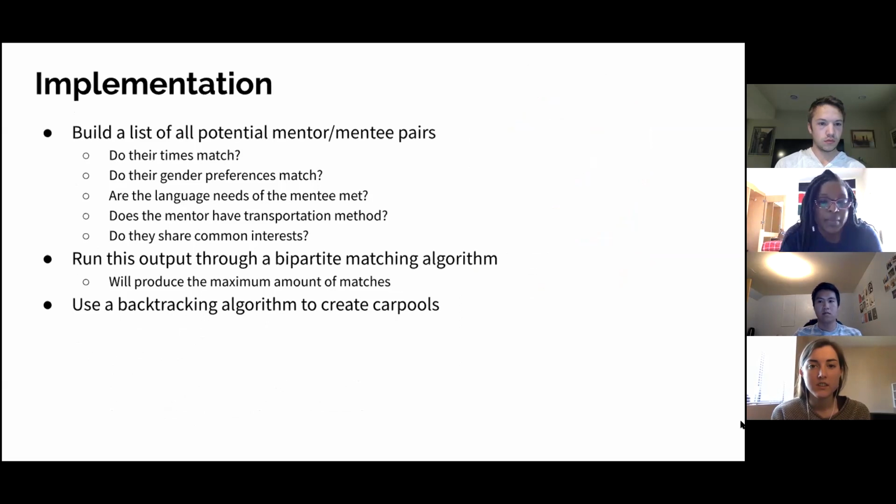Next slide. Implementation. So first, we built a list of all potential mentor and mentee pairs. And some of the questions that we took into account were, do their times match? Do their gender preferences match? Are the language needs of the mentee being met? Does the mentor have a transportation method? And do they share common interests? Then next, we run this output through a bipartite matching algorithm, which we'll talk about later. And the point of this was to produce the maximum number of matches. And then finally, we use a backtracking algorithm to create carpools.